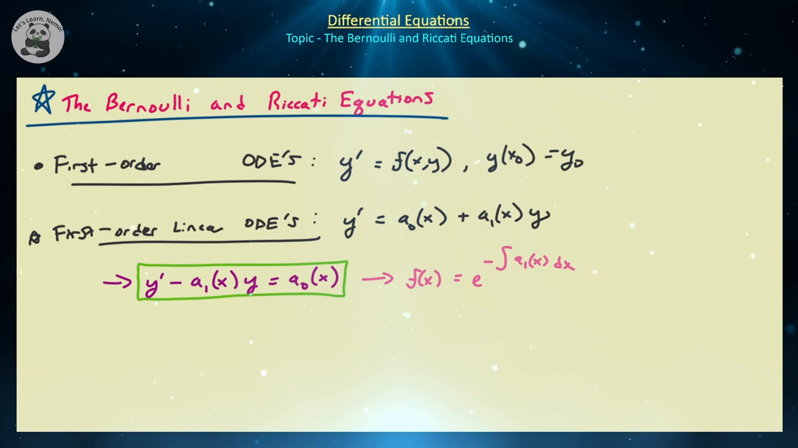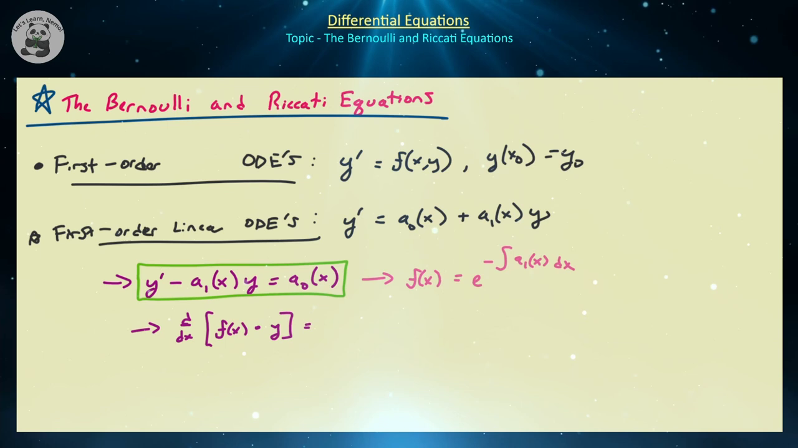And then that's going to be equal to the derivative with respect to x of f of x times y is equal to f of x times a0(x). We can integrate, and we can find the arbitrary constant c that comes up, provided that we have an initial condition to use. Right? So that's how we can solve first order linear equations.